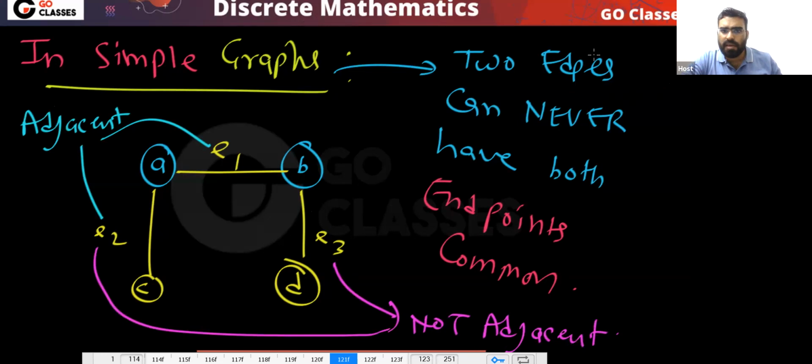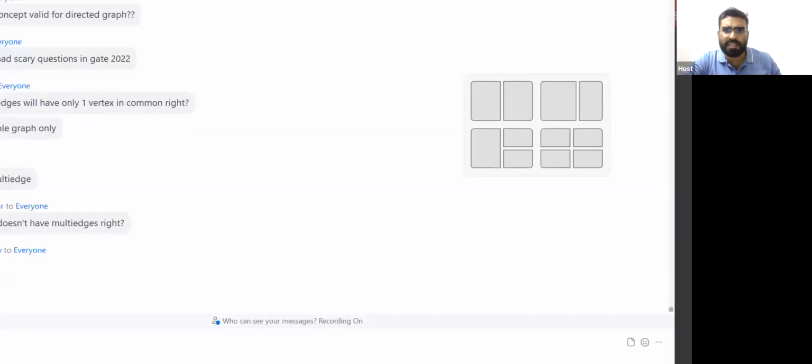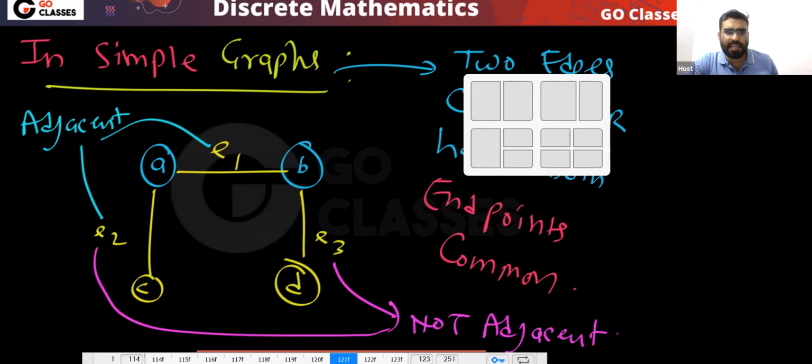Any other doubt? In a simple graph, we do not have multi edges. In a simple graph, we do not have self loops. There is no self loop and no multi edges in a simple graph.